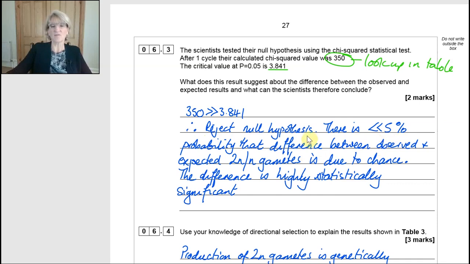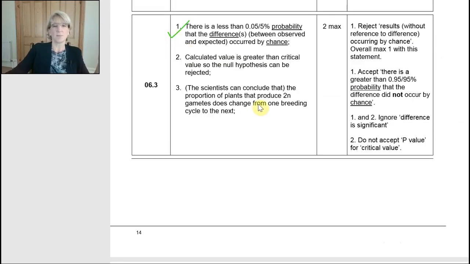And there is a much lower than 5% probability that the difference is due to chance. So here I'm not just saying the result is due to chance, I'm saying what the test was that they did, and this was a chi-squared test, and therefore it's the difference between observed and expected. And I then go on to say that the difference is highly statistically significant. So I got that mark.